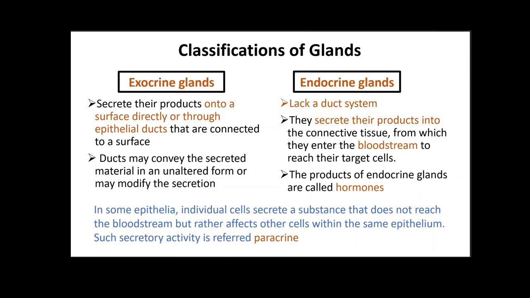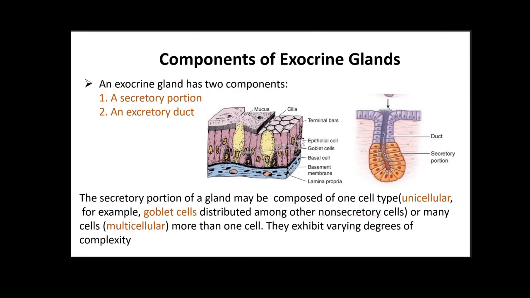Sometimes with the epithelial cells, they secrete a substance that doesn't go inside the blood like with the endocrine gland, but rather affects the neighboring cells. We call it paracrine effect. The exocrine gland has two components, the part that secretes and the part that carries: the secretory portion and the excretory duct. If you look at this illustration, this yellow is the part that is functionally secreting the contents, and this is carried by this duct to the outside. So this is the duct and this is the secretory portion.